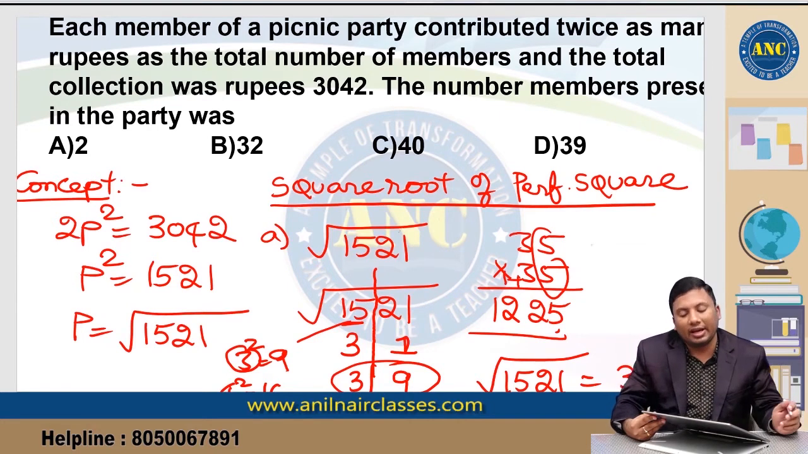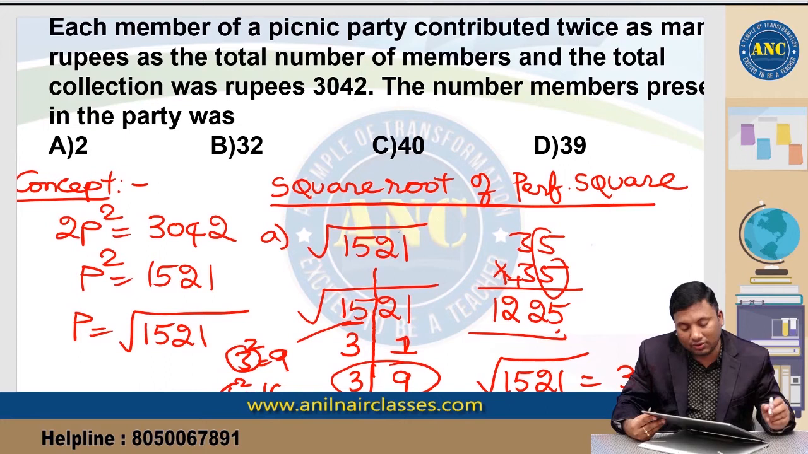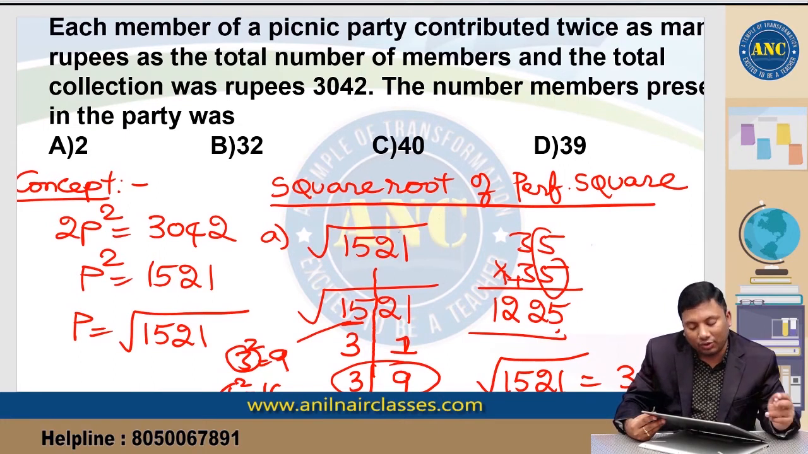Idea clear? Again I am explaining. If I want to find the square root of a perfect square, square root of 1521, keep a slash after 2 digits because it is a perfect square. The square number is ending with 1, so 1 square is 1 or 9 square is 81. 15 lies between which two squares? 3 square is 9 and 4 square is 16. So it will be 31 or 39.